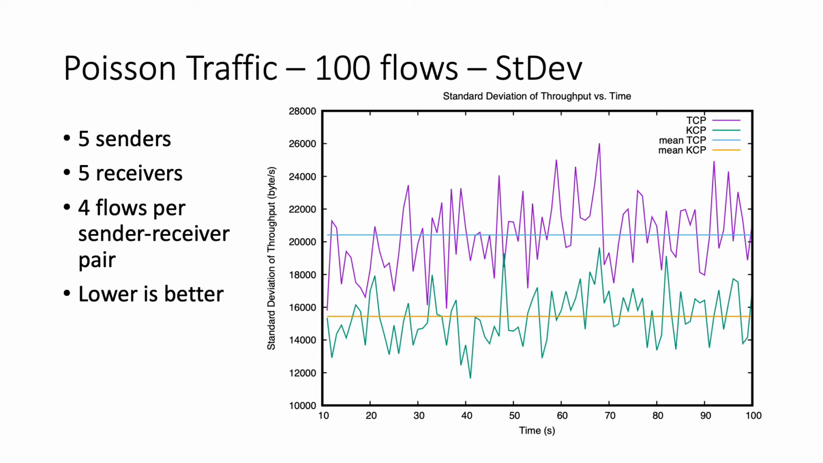For the same experiment, we have the standard deviation plot. Here, lower is better, and lower would imply more fair. Right off the bat, we see that KCP is fairer than TCP. In fact, it's even more surprising because TCP and KCP had very similar throughput, but here we see that their mean standard deviations are quite different, and KCP is significantly fairer. I think this represents part of the benefits of using KCP over TCP.